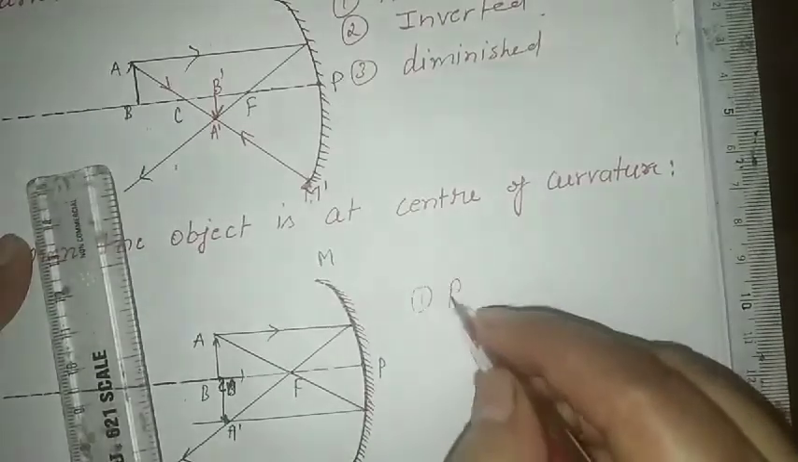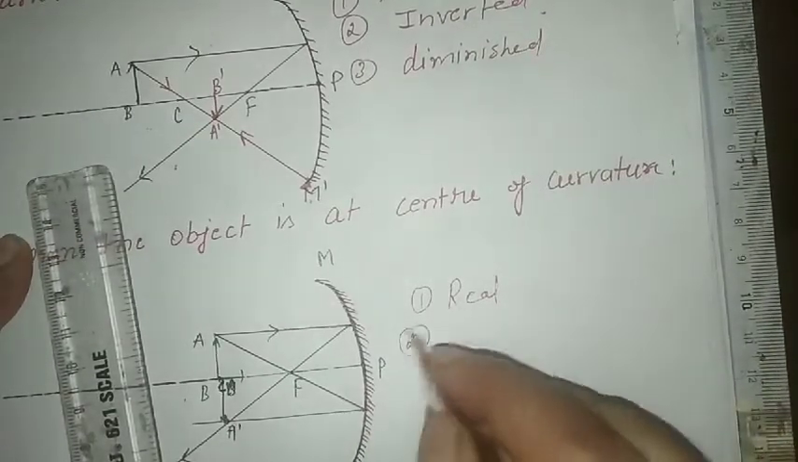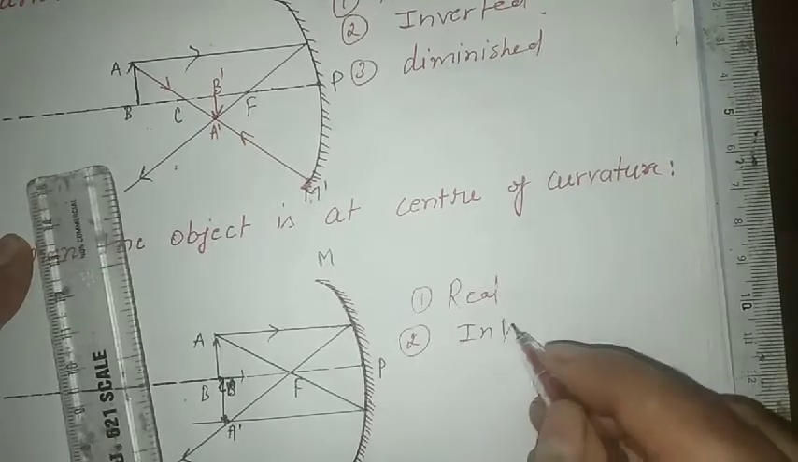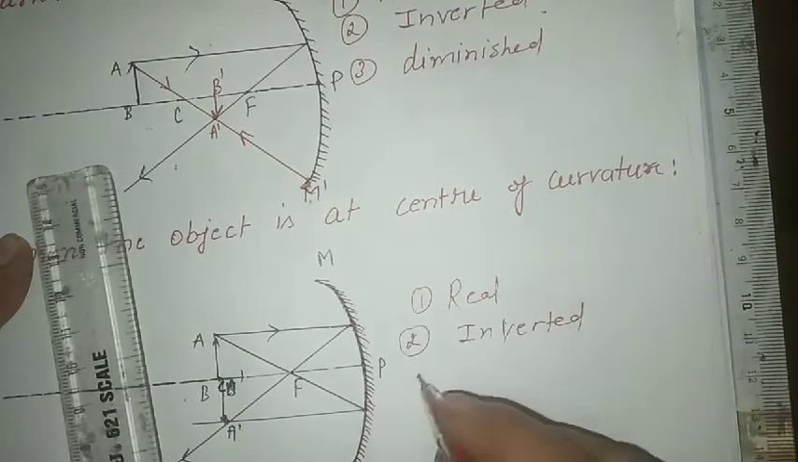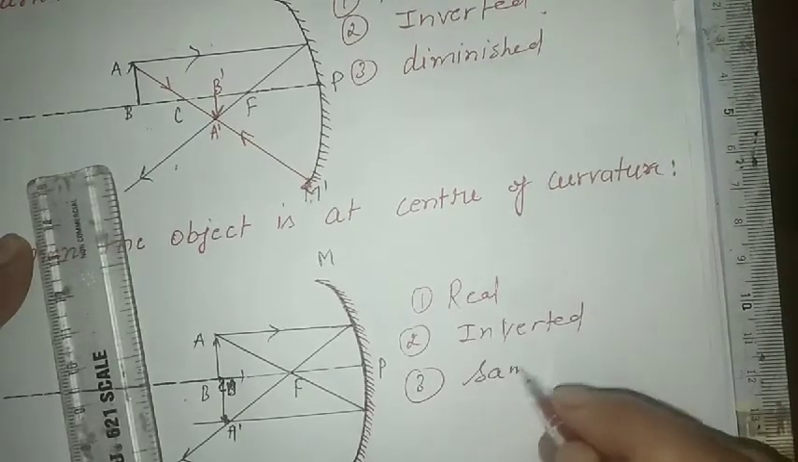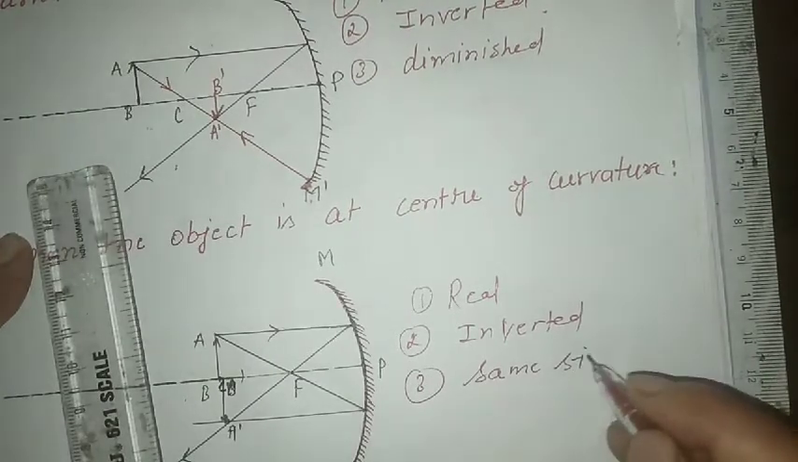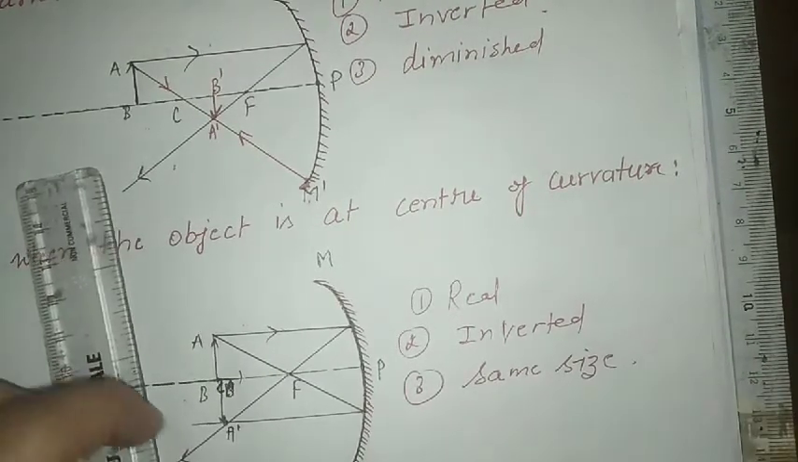Of what type, what is the nature? Real, inverted and the same size. At this condition, the image will have the same size as the object.